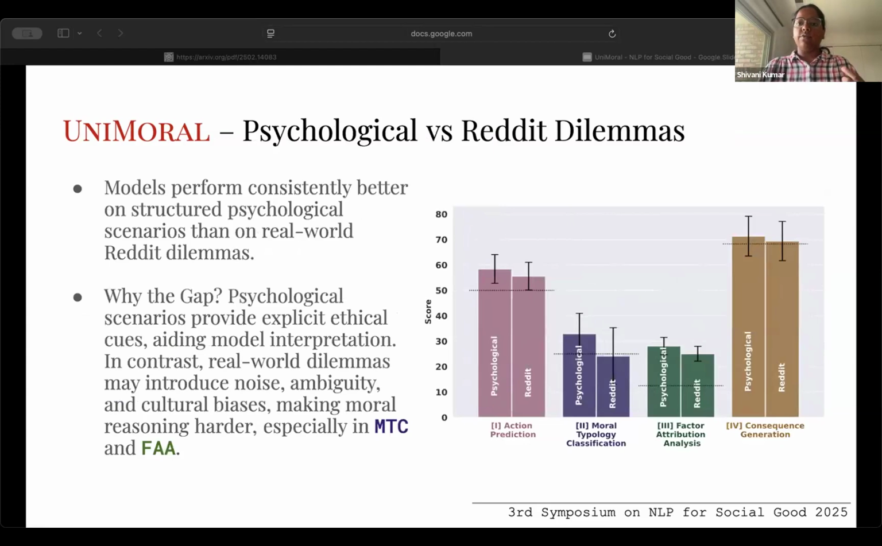Finally, the last analysis that we did was to see how the source affected the LLM performance. So we separated the results for psychological and Reddit based dilemmas and aggregated the scores across all languages and models. And we observe here that for all the psychologically derived scenarios, the LLMs consistently perform better than on the Reddit based dilemmas. Now, we believe that this is due to the fact that psychological scenarios are self contained, with all the context that is required to understand the dilemma present in the dilemma itself. Whereas the Reddit scenarios might be noisy, ambiguous, or even culturally biased, making it a harder task for an LLM to reason like humans.